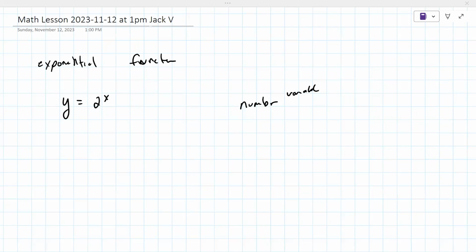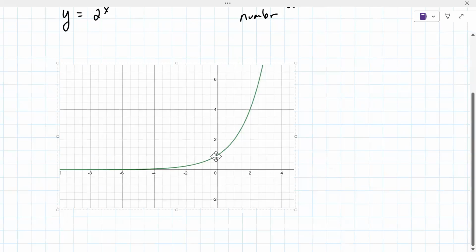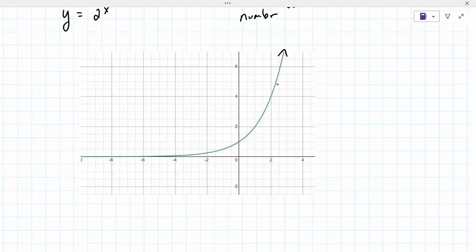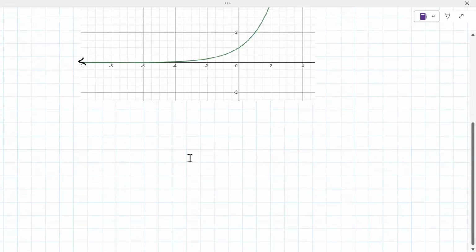Y equals 2 to the x, 2 to the power of x. Okay. I have no idea. All right, so it looks like this. It goes up and to the right, goes up forever, goes to the left forever. Have you seen that before? Yeah. Good.